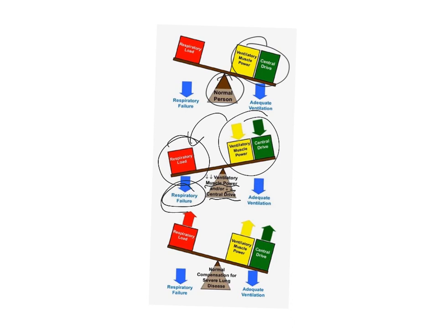In the third one, what your body normally does is that it will have a normal compensation for your severe lung disease. And in this case, even though the respiratory load is so high, you have enough compensation for your muscle power and your central drive. And because of that, you have adequate ventilation, and thus you don't really have respiratory failure.